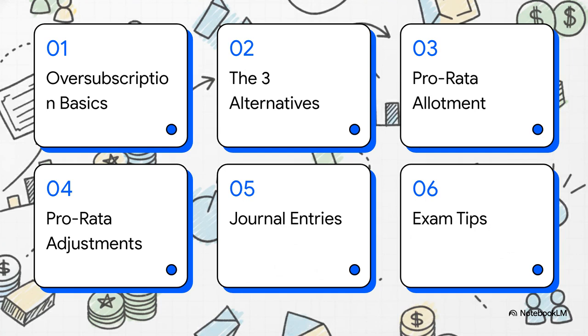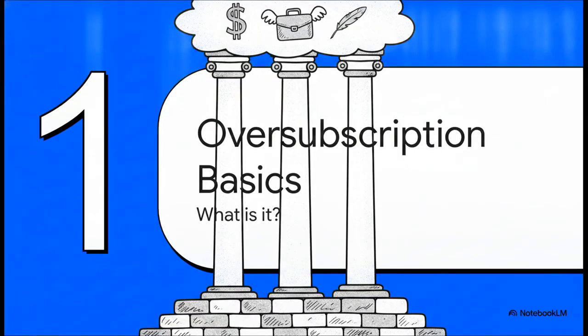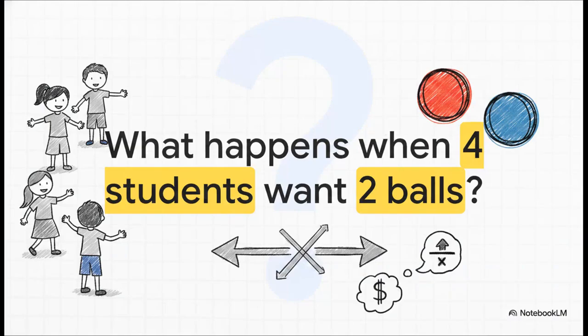We'll cover the basics of oversubscription, the 3 alternatives, understanding pro-rata allotment, calculating those adjustments, mastering the journal entries, and finally, some key exam tips and a conclusion. All right, Section 1, the basics of oversubscription. Bachcho, pay close attention here, because this is where we build our foundation. If your base is strong, those big journal entries will feel like an absolute breeze.